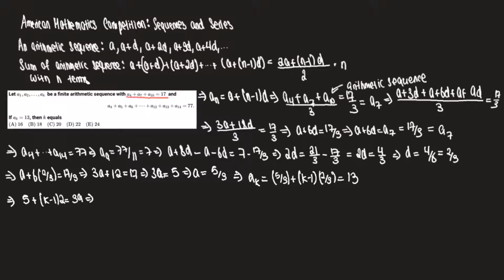Now what we can do is subtract 5, and we get K minus 1 times 2 equals 34. We can divide by 2, we get K minus 1 equals 34 divided by 2, which is 17. And then we can solve for K equals 18. Alright, we solved it. And is 18 up there? 18 is up there. Alright.